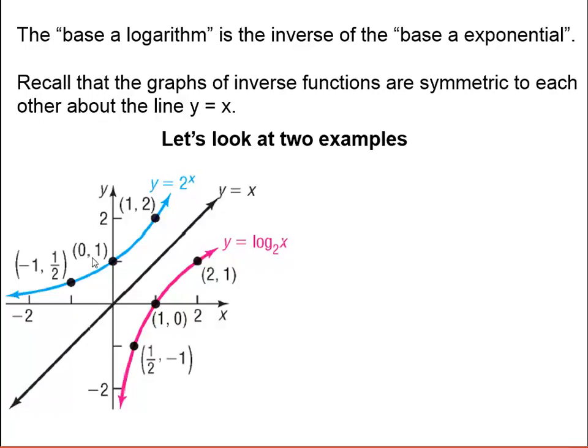I interchange domain and range. If x is 0, y is 1, then x is 1, y is 0. There's that mirror image over the line y equals x. On the exponential function, if x is 1, y is 2, then the point x is 2, y is 1 is on the graph of the logarithm. It's the inverse, and ditto for this point as well, and all points in general.